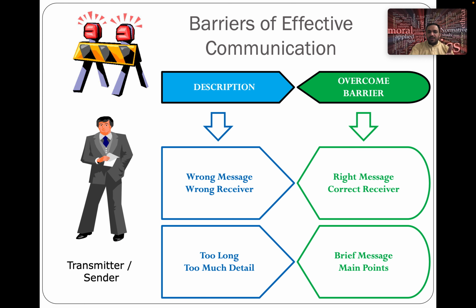Next, we can see here wrong message, wrong receiver. How can we overcome this problem? Right message, correct receiver. Wrong message, wrong receiver means, for example, there are two people, person A and person B. I want to give a message to person A, but unfortunately I gave the message to person B. It's the wrong person I chose, so I can rectify it. Then too long, too much detail: if you are writing too-long messages, use brief messages in main points. For example, we are studying from the slides. In the book a lot of things are written, and you have to go through the entire chapter in order to understand, but here in the points you are understanding everything.